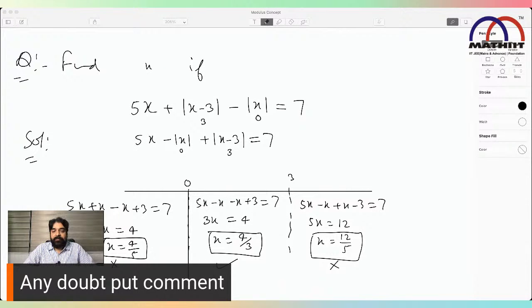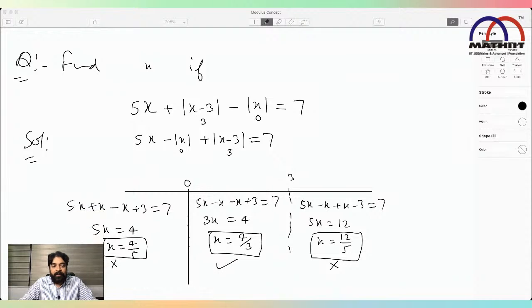Right? Please respond quickly so that we can go quickly, otherwise unnecessary time will go to waste. Is this doubt clear to everybody? Can I go ahead?